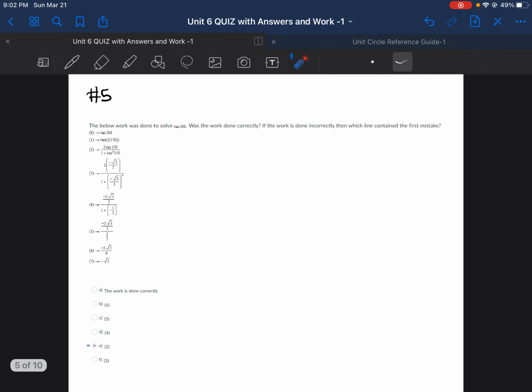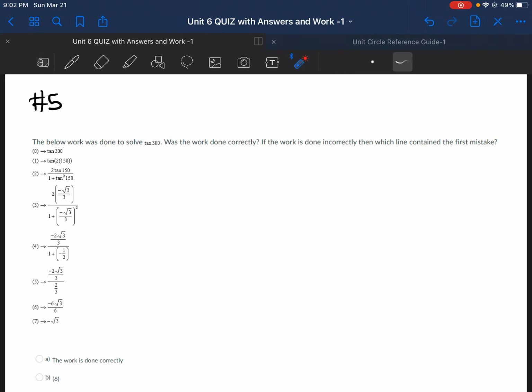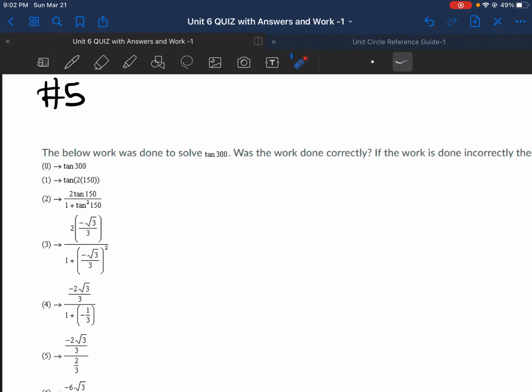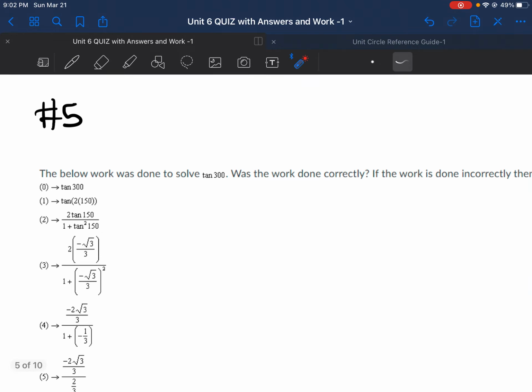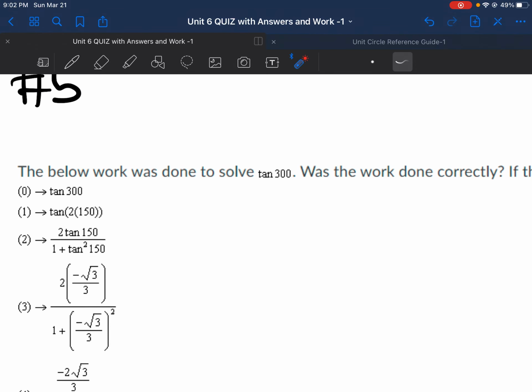All right, moving along nicely. So number 5, another, did they do the work correctly? And notice that this is where I'm saving a lot of my time in this quiz. We're just verifying steps. We're not redoing the entire problem from scratch. We're verifying their steps. So the work was done to solve tangent of 300 degrees.